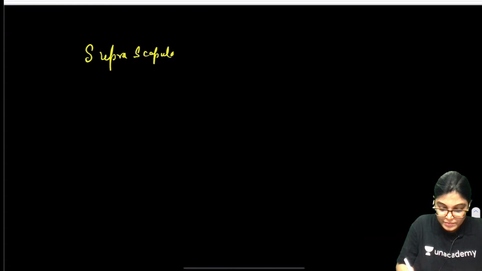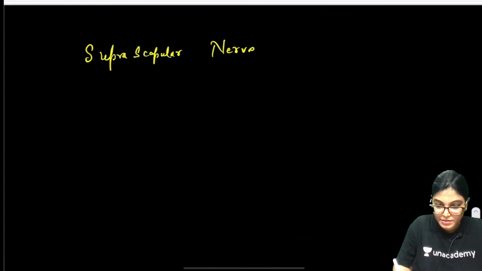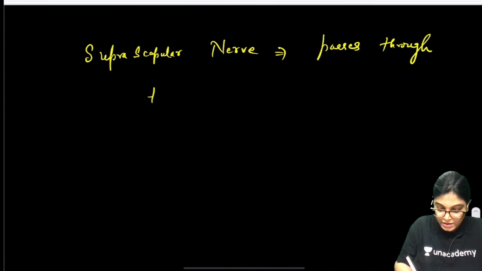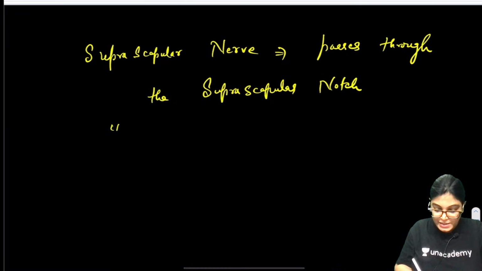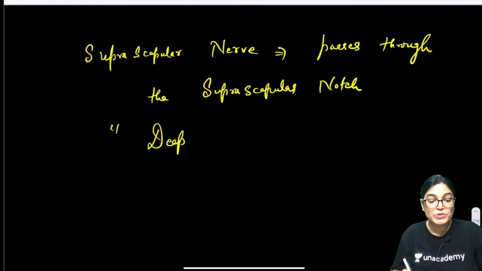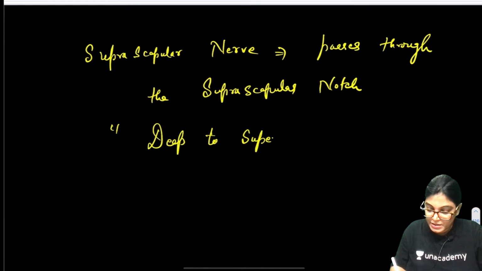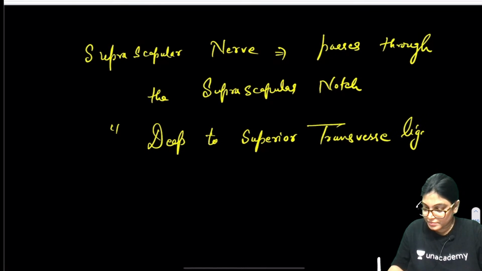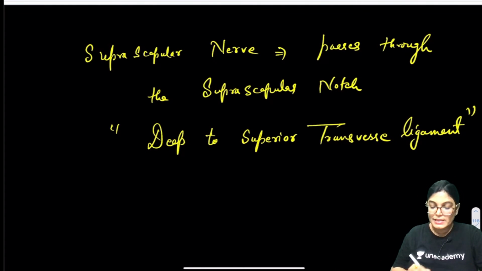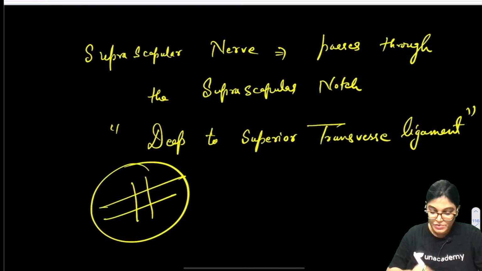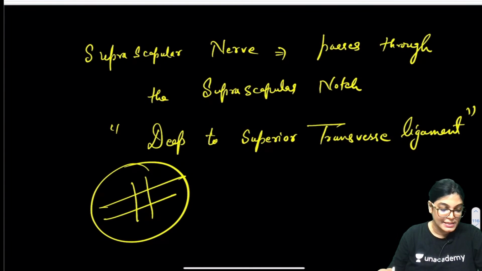The suprascapular nerve passes through the suprascapular notch. And what is the location, my dear friends? It is lying deep to which structure? It is passing deep to the superior transverse ligament, and this is the reason the nerve is most affected in this fracture case, which was mentioned in this MCQ. So that is giving us the right answer.